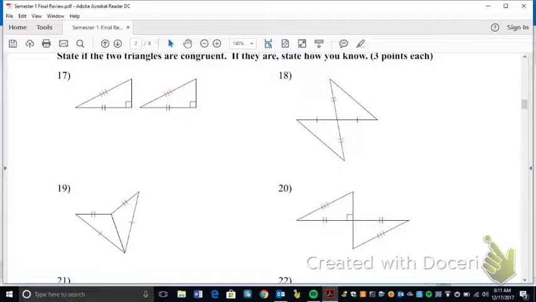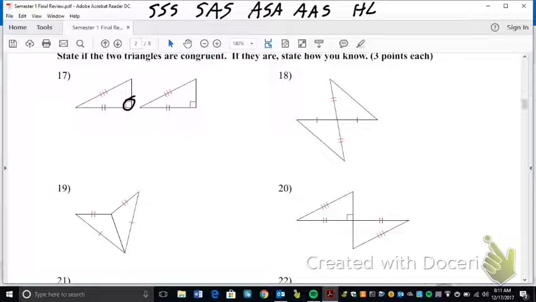So next, state if the two triangles are congruent. If so, state how you know. So side, side, side; side, angle, side; angle, side, angle; angle, angle, side; and hypotenuse, leg. Those are our 5 options.